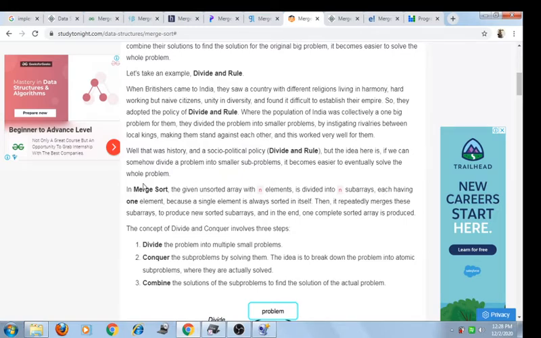So merge sort applies this technique. Merge sort takes the given unsorted array. These unsorted elements are divided into n subarrays, each having one element, because a single element is always sorted in itself. Then it repeatedly merges these subarrays to produce new sorted subarrays, and in the end one completely sorted array is produced.